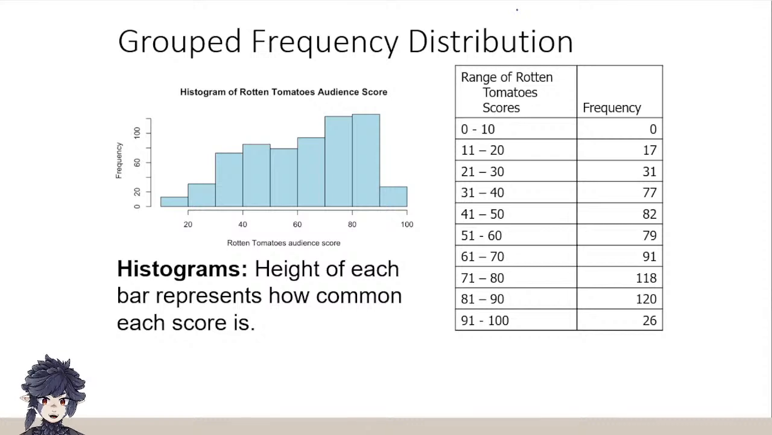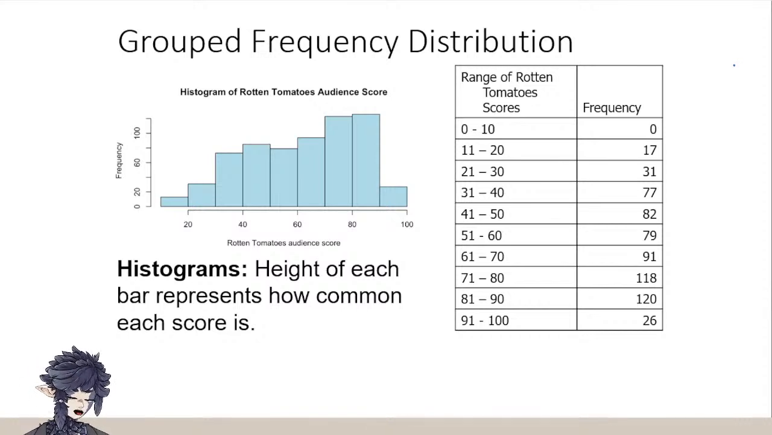So in this case, we might do a grouped frequency distribution, where say I group this into 10s. This many movies got a Rotten Tomatoes score between 0 and 10. This many got it between 11 and 20. This many got it between 21 and 30, and so on. The height of each bar still represents how common that thing is, so you can tell from the tallest bars that the most common Rotten Tomatoes scores were in the 70s and 80s. But now we're just grouping it together into categories instead of letting each individual rating have its own bar, just to make it easier to look at, easier to process.